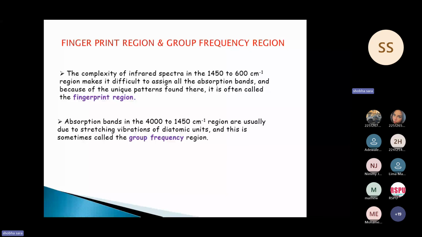But from 4000 to 1500, most of the simple stretching vibrations happen here, like NH, OH. So it is known as the group frequency region. Now, how can we interpret the FTIR spectrum?